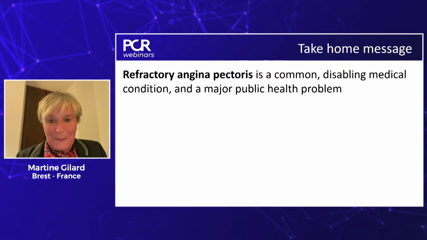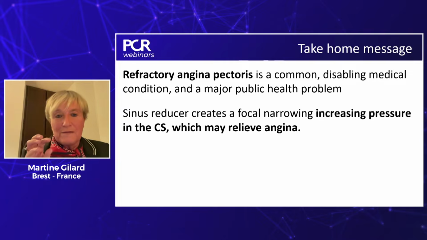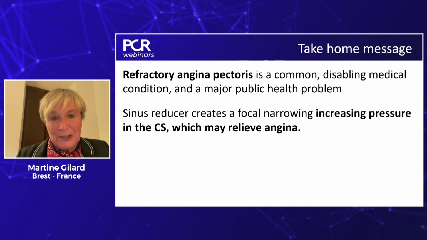Next one. So my take-home message is that refractory angina is a common disease and it's very important for patients. Next one. So the Reducer realizes a focal narrowing, and in this way increases pressure in the coronary sinus, and in this way also decreases the symptoms of these refractory angina patients.